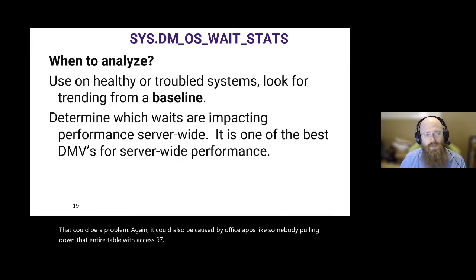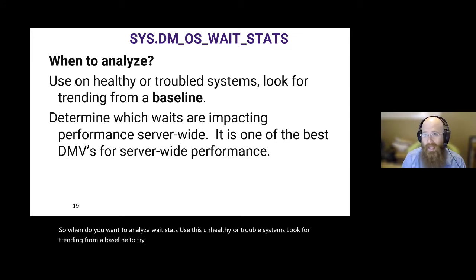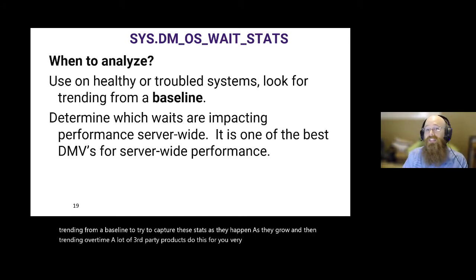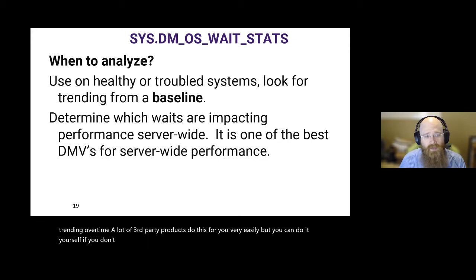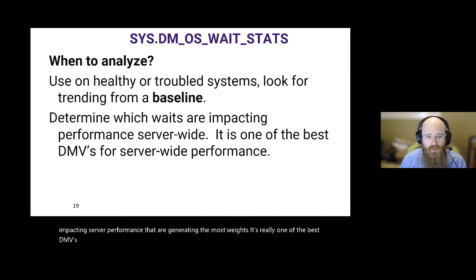So when do you want to analyze wait stats? Use this on healthy or troubled systems. Look for trending from a baseline. So try to capture these stats as they happen, as they grow, and then trend them over time. A lot of third-party products do this for you very easily, but you can do it yourself if you don't have budget for that kind of thing. Determine which waits are impacting server performance, that are generating the most waits. It's really one of the best DMVs for server-wide performance.